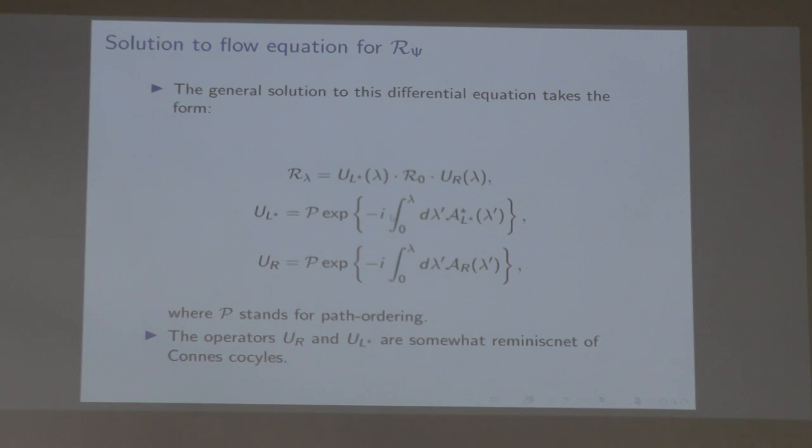This solution tells you the reflection operator at some value of the parameter lambda in terms of the reflection operator at lambda equals zero, in terms of conjugation by these path-ordered exponentials, or these holonomies, of this modular Berry connection. As a non-important comment, these UL and UR are somewhat reminiscent of Connes cocycle flows. But I'm not going to plan the library.